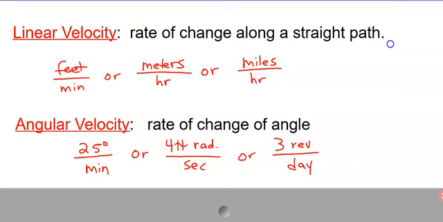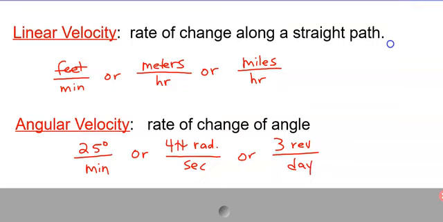25 degrees, 4 pi radians, 3 revolutions. So we could either do 3 times 360 degrees, or we can do 3 times 2 pi radians, or we can just leave it as revolutions. But each of those are ways of measuring angles.